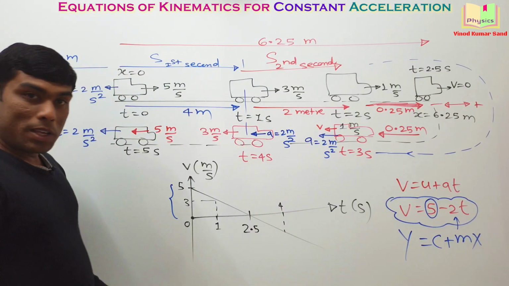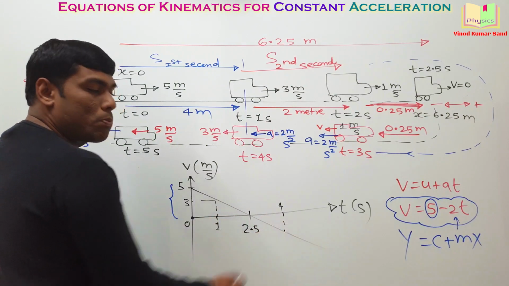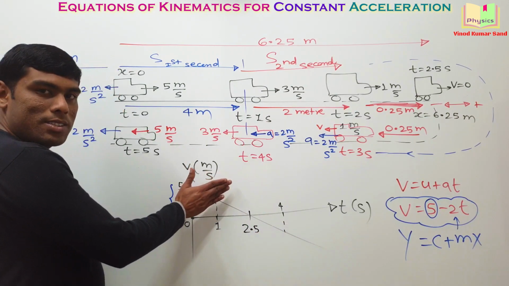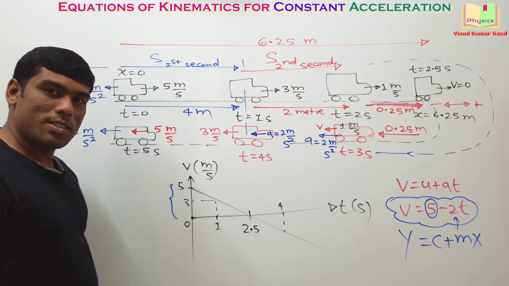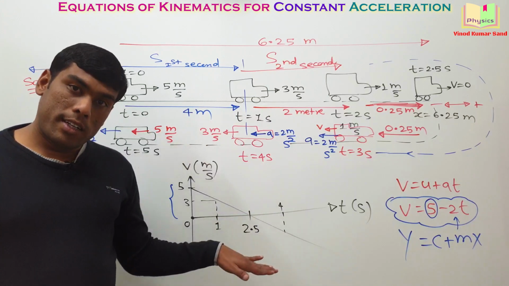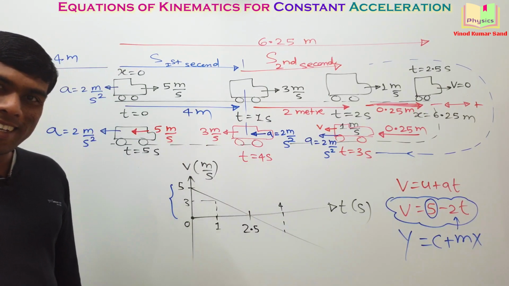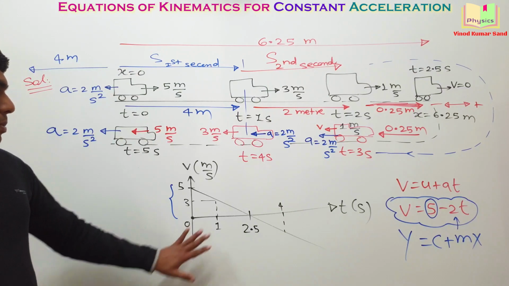You need the displacement. Then you can take the area under this curve with proper sign. Area above the time axis is positive. Area below the time axis is negative. If you need the distance traveled, then you consider all the area as positive. Getting it? So it's up to you.